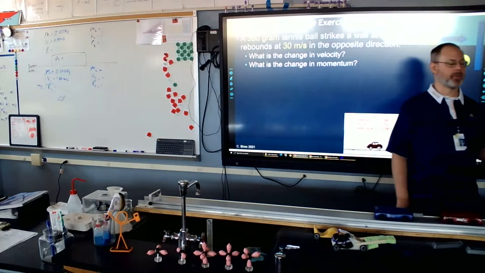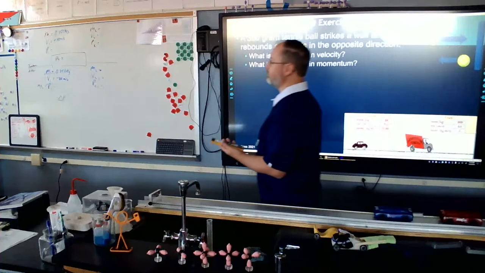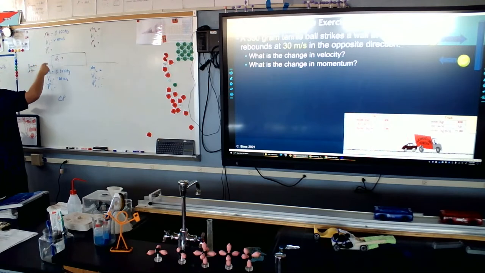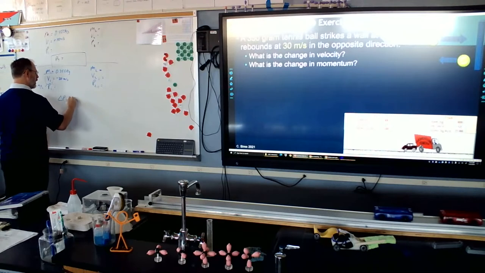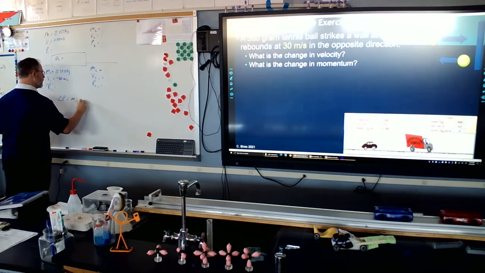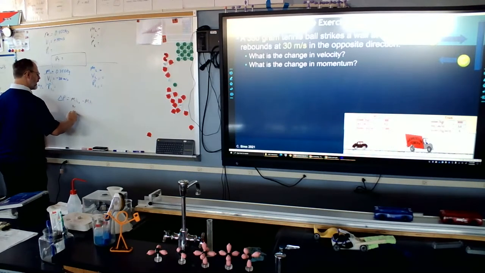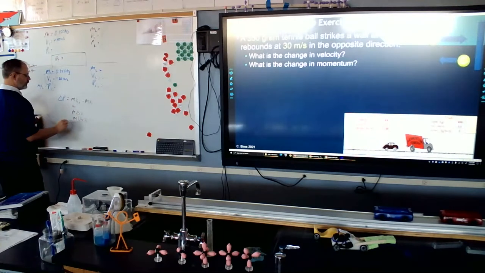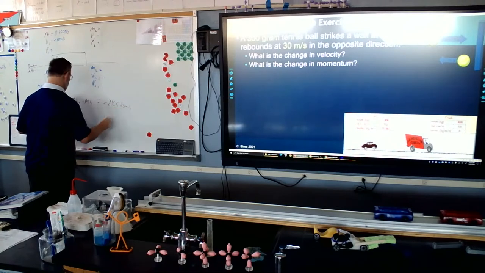Antonio, what's the change in momentum? Is it negative 24.5? That is exactly what it is. It's negative 24.5. So it comes in at mv, it leaves at mv, and the change in momentum is either m1v1 final minus m1v1 initial, or mass times the change in velocity, or mass times vf minus vi. Either way, it's negative 24.5 kilogram meters per second.